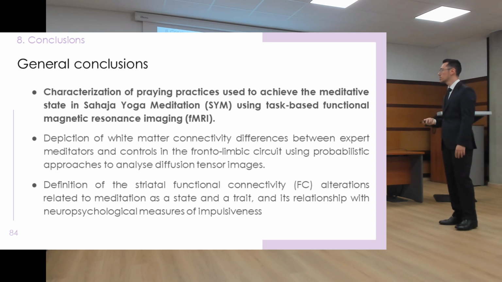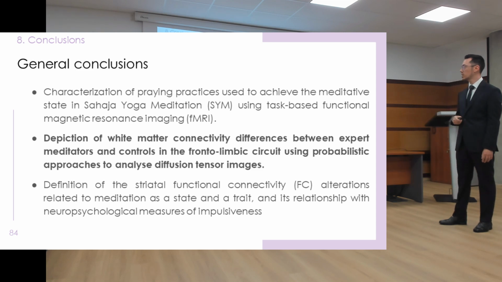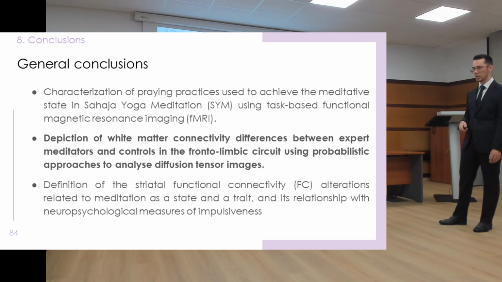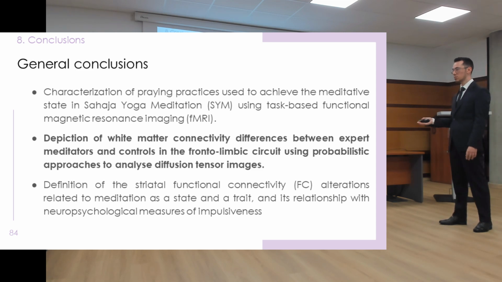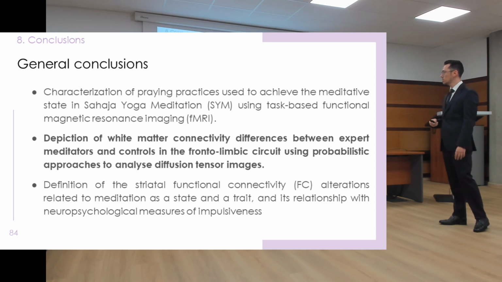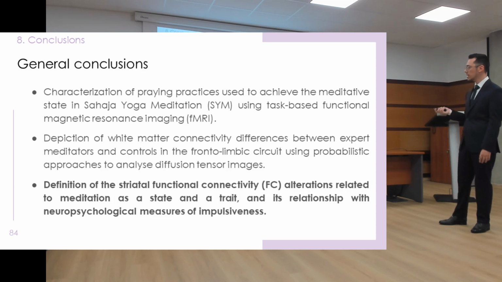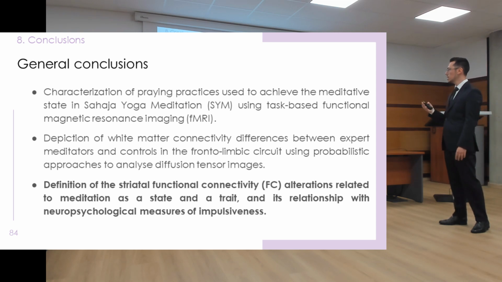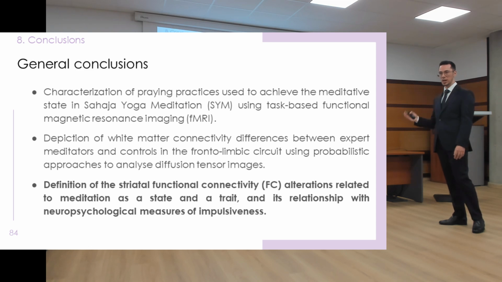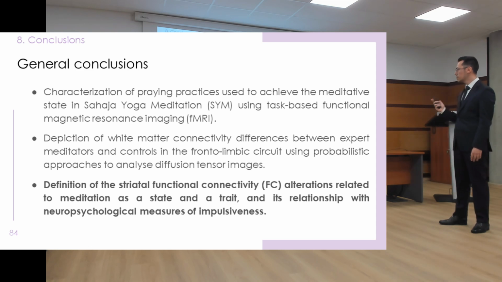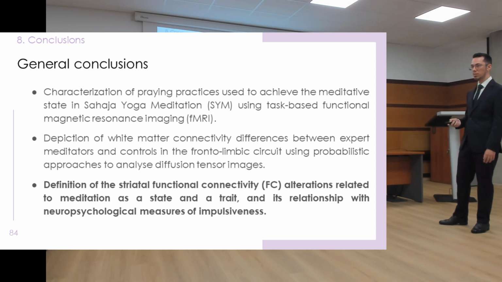We have also depicted the white matter connectivity differences between expert meditators and controls in the frontal limbic circuit using probabilistic tractography. And finally, we have also defined the striatal functional connectivity alterations related to meditation both as a state and as a trait. And we have related it to neuropsychological measures of impulsiveness.